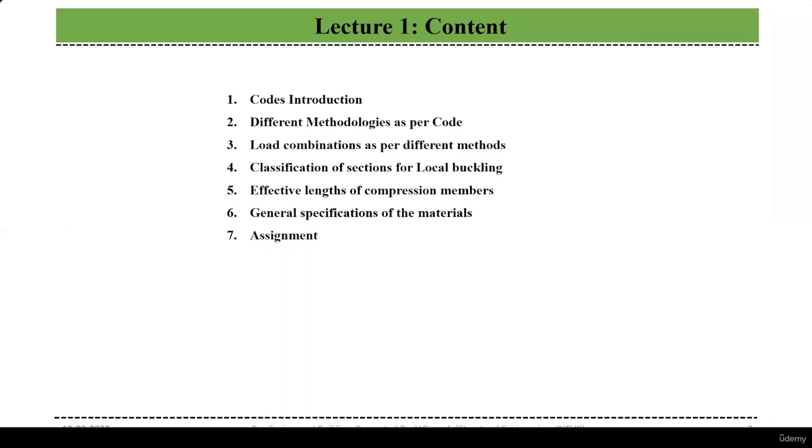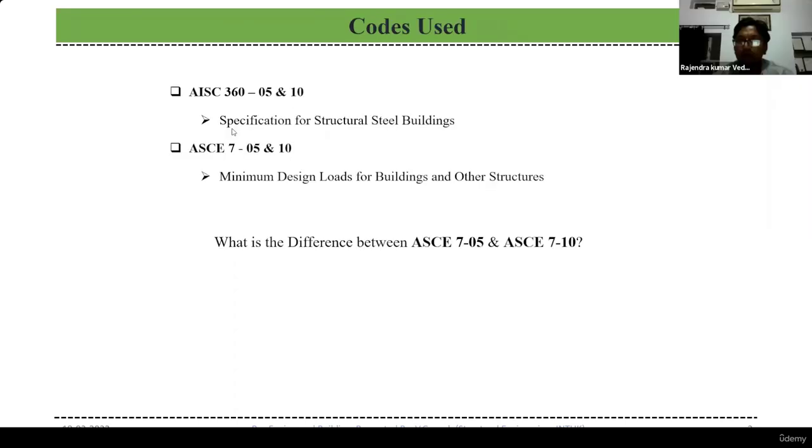We have seen in IS 800 in table 11. So in AISC, how we are going to use it, we'll see what are the general specifications of materials. This is the main important aspect we have to know, like yield strength, etc. You have to know the general specification of the materials, and we'll go through it now.